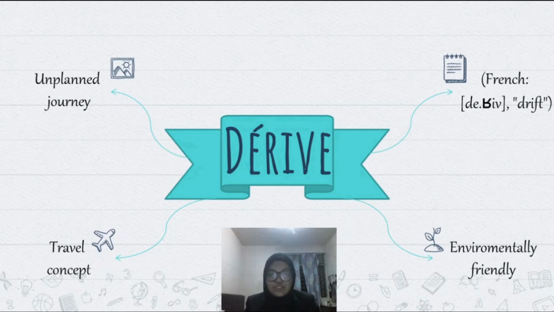And then why did we choose the word drift? Because the product we produce is a travel necessity, and the definition of drift is surely connected and linked to our concept. Then the word drift also portrays nature, which connects to our second concept, which is environmentally friendly, because we use eco-friendly packaging to package our soap.